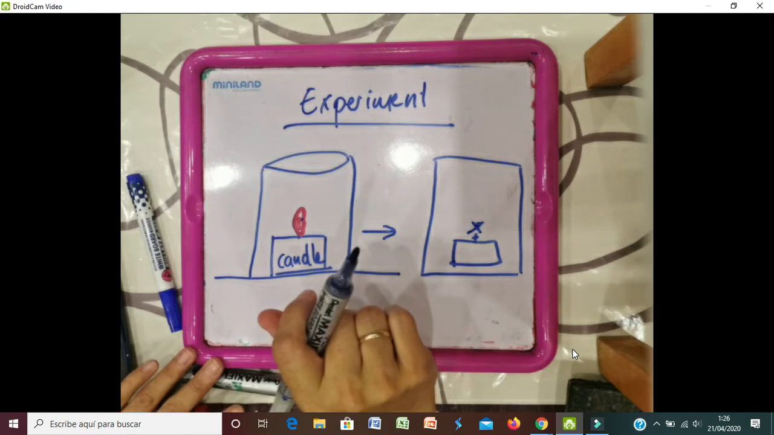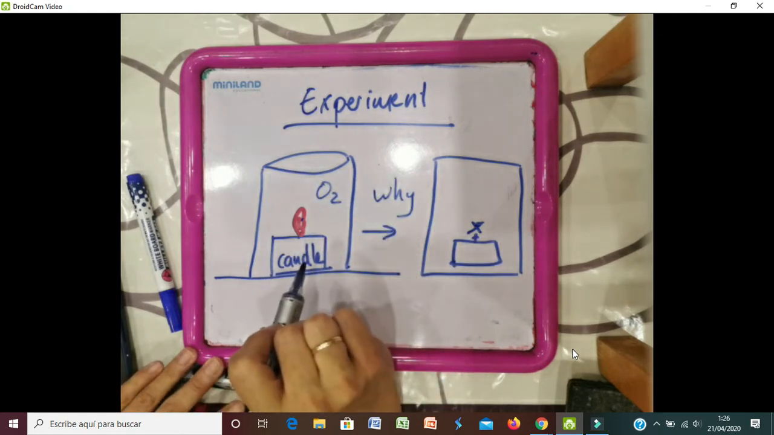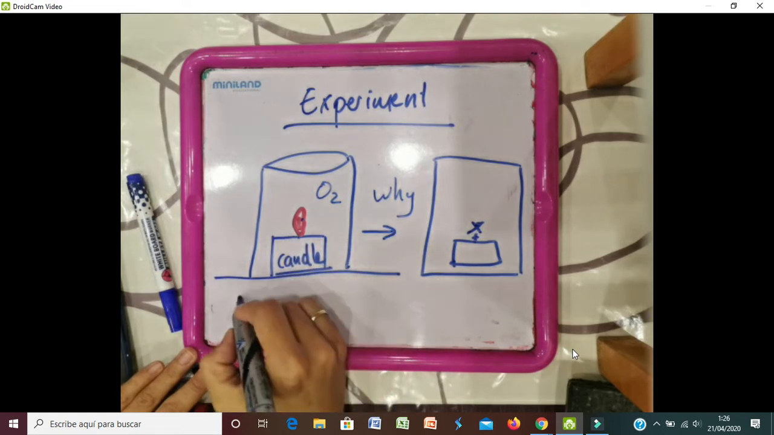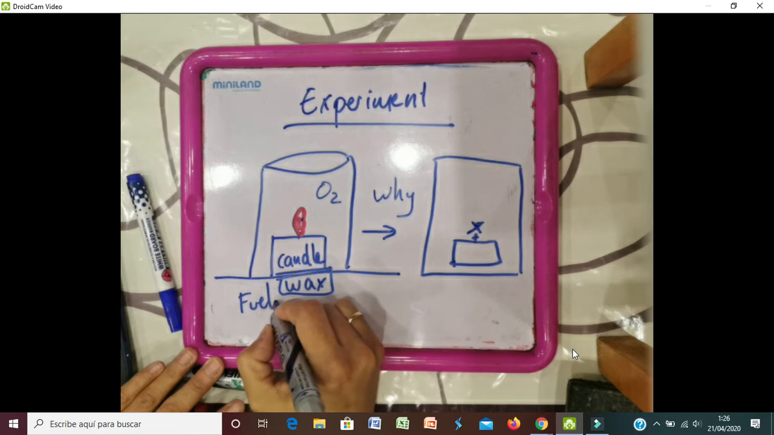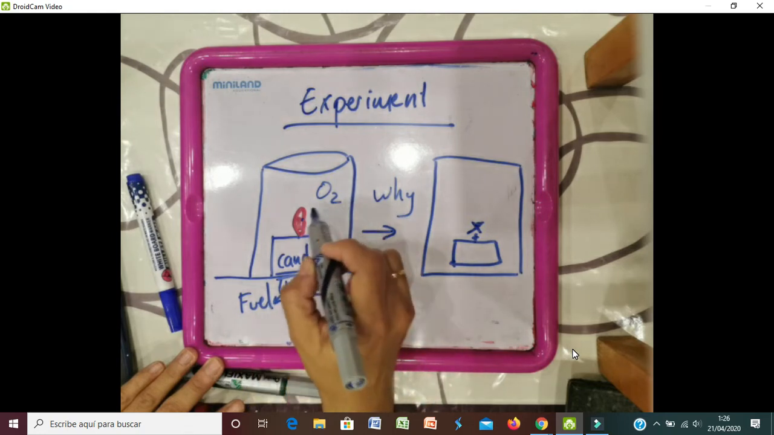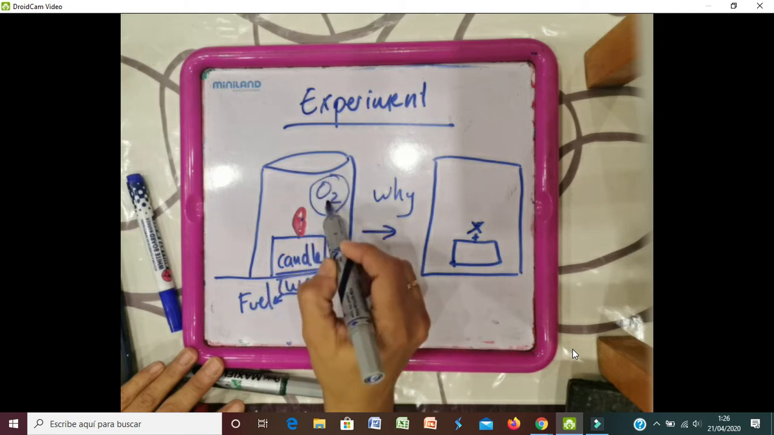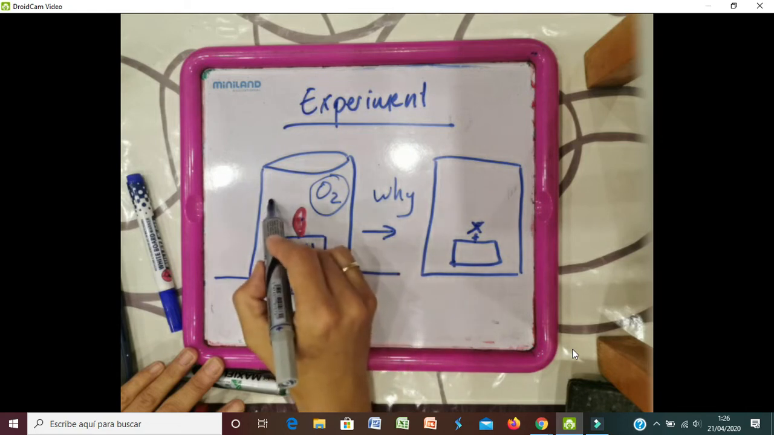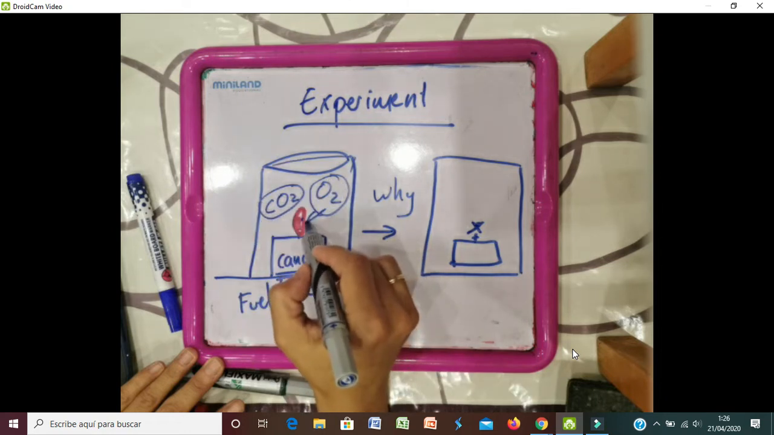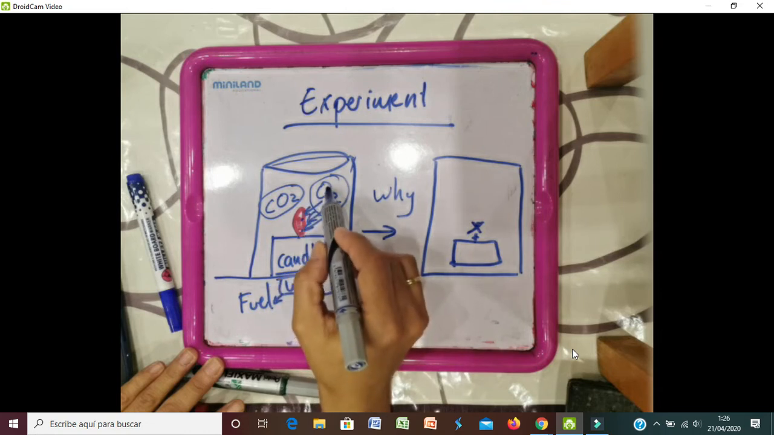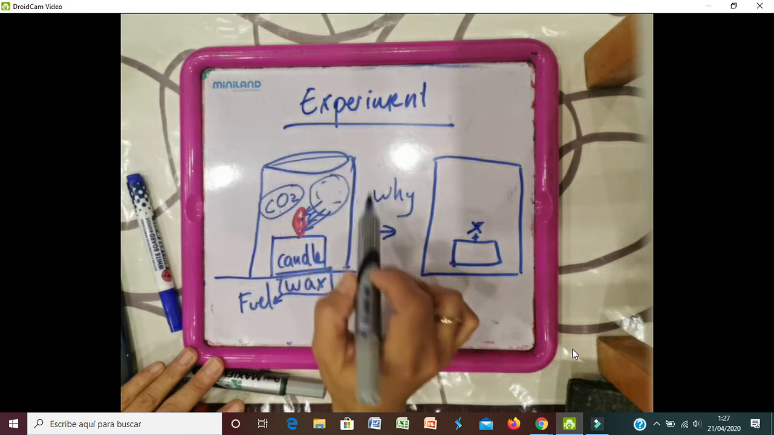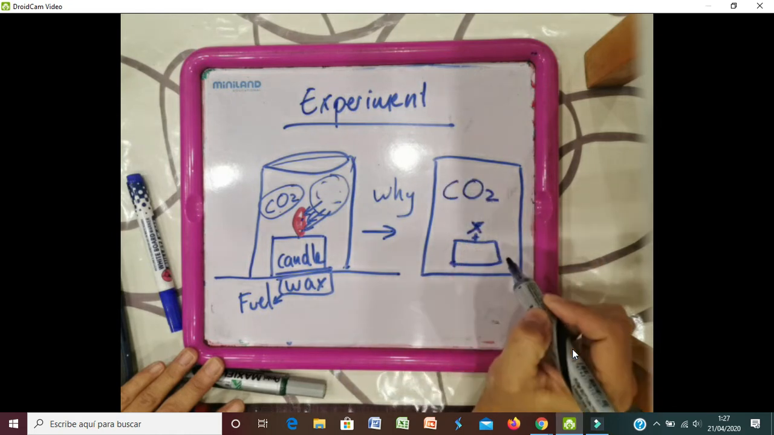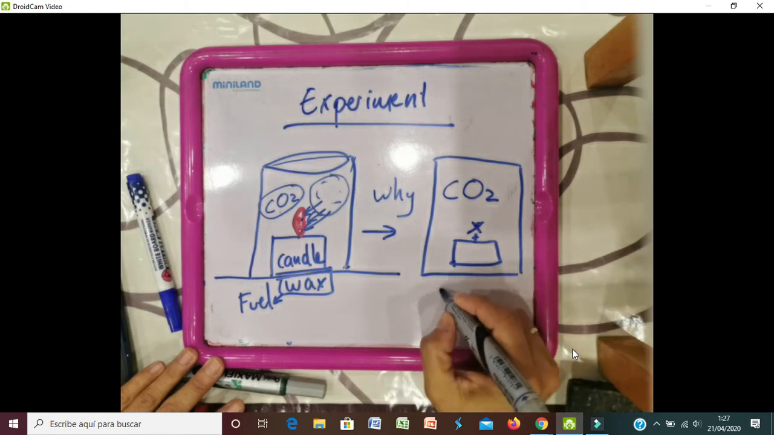Why does this happen? Because here we have oxygen and the candle has the fuel. The fuel, lo que se quema, is the wax, la cera. Then we have the oxygen and the flame, that is the energy. In the reaction, we are taking the oxygen and the fuel to produce carbon dioxide. So inside this glass, the oxygen, little by little, is getting burned and suddenly it disappears. In the moment that the oxygen disappears, we only have carbon dioxide inside. So here we have no oxygen, we only have carbon dioxide, and that's why this turns off, se apaga.